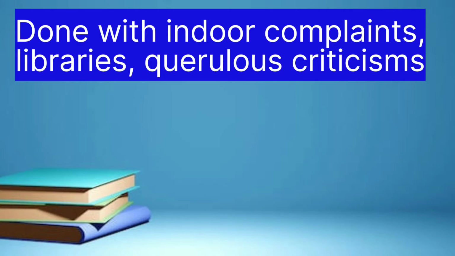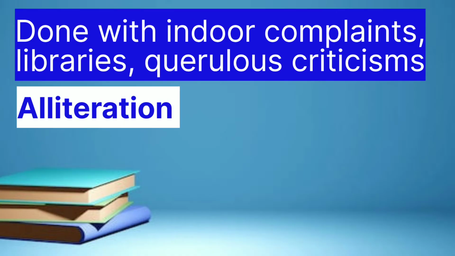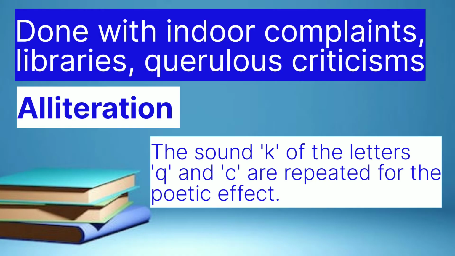Here we have one more figure of speech in the same line: Done with indoor complaints, libraries, querulous criticisms. The figure of speech is alliteration. As I have already told, alliteration is a figure of speech in which two or more neighboring words have the same first consonant sound. Here, the sound K of the letters Q and C in the words 'querulous' and 'criticisms' is repeated for the poetic effect. You can write the explanation as follows: the sound K is repeated for the poetic effect or musical effect.